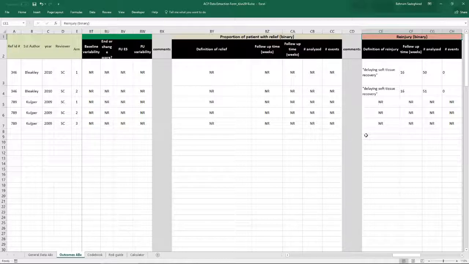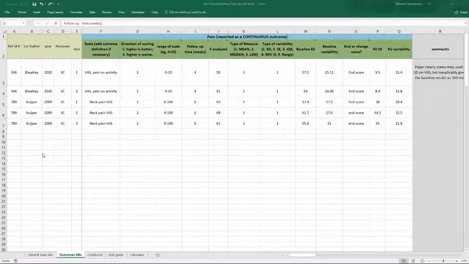We have set up the sheet so that you will abstract data for one arm in each row. Please number the arms and use the same order that you used when filling out the trial characteristics in the general worksheet. We will start with pain, the first continuous outcome. All continuous outcomes will be filled out in the same way.